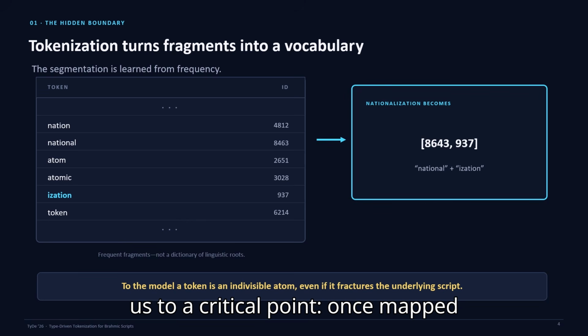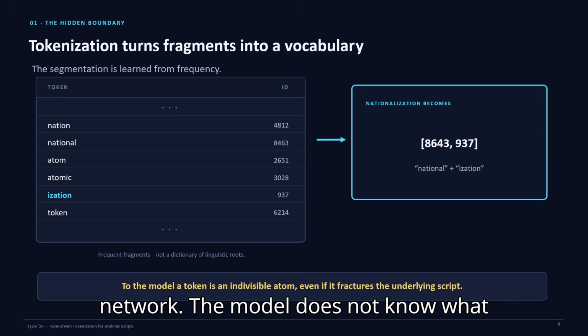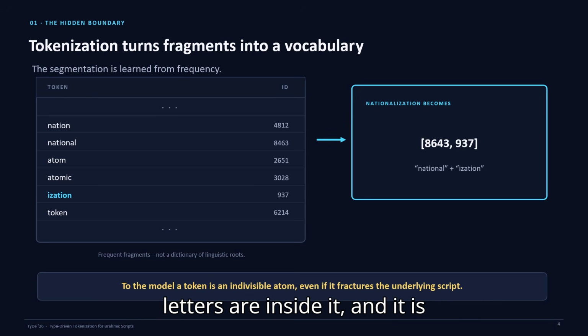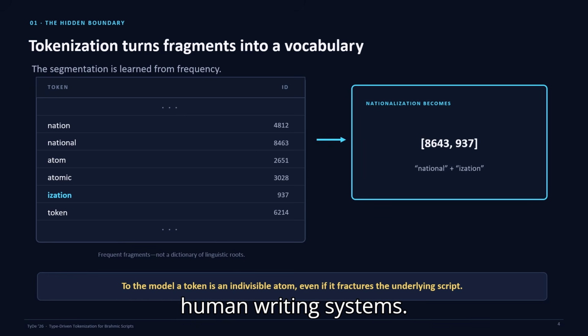This brings us to a critical point. Once mapped to an ID, that fragment becomes an indivisible atom to the neural network. The model does not know what letters are inside it, and it is completely blind to the rules of human writing systems.